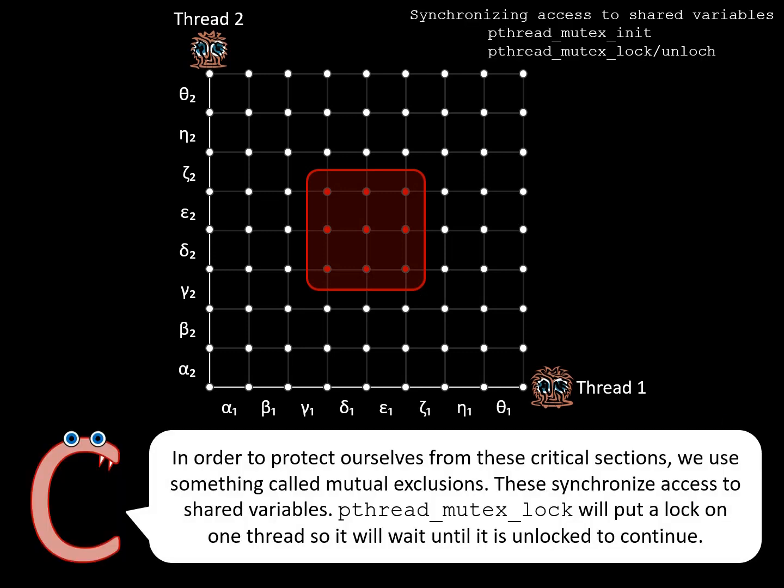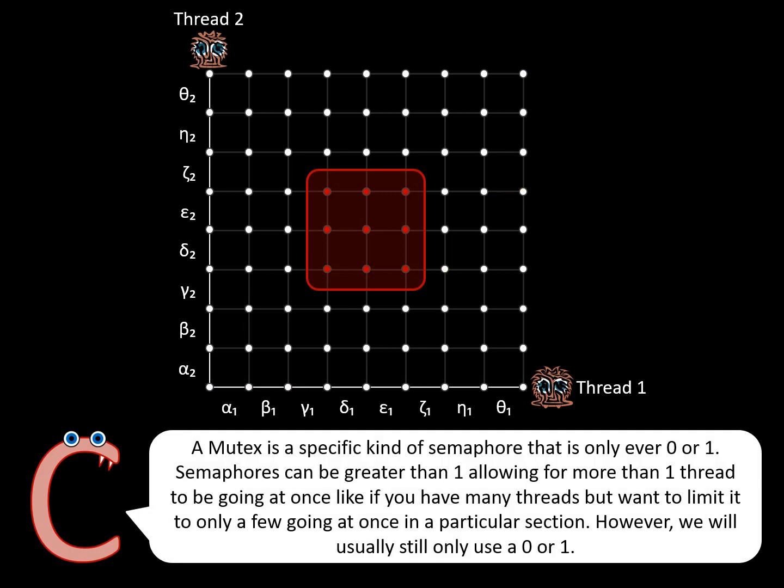In order to protect ourselves from these critical sections, we use something called mutual exclusions. These synchronize access to shared variables. pthread_mutex_lock will put a lock on one thread, so it will wait until it is unlocked to continue. A mutex is a specific kind of semaphore that is only ever 0 or 1.